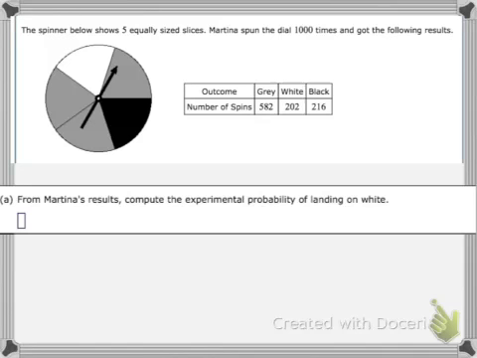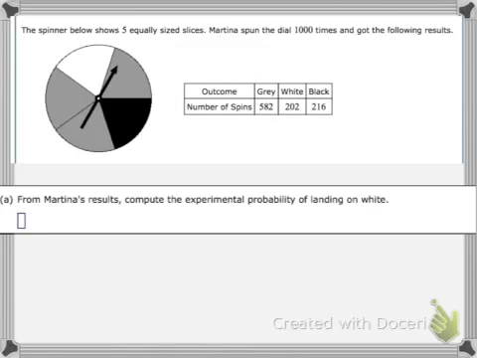Let's begin. Okay, first, the question is, the spinner below shows 5 equal-sized slices. Martina spun the dial 1,000 times and got the following results. So, the outcomes are gray, white, and black, and the number of spins. Gray was landed on 582 times, white was landed on 202 times, and black was landed on 216 times. From Martina's results, compute the experimental probability of landing on white.